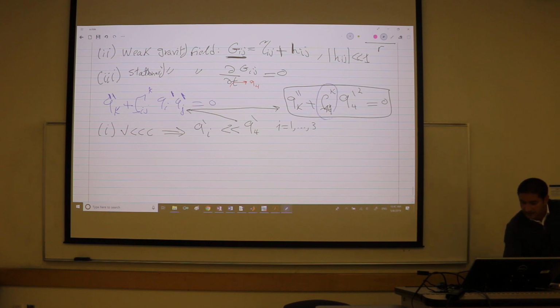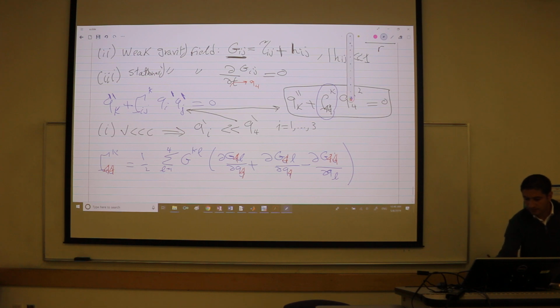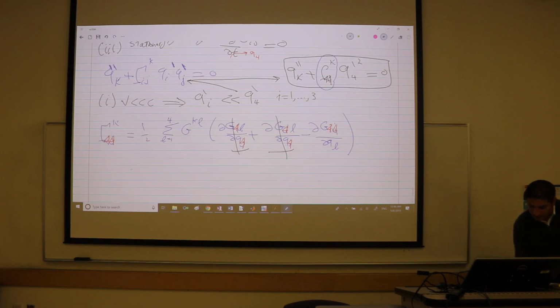Okay, I need to get the gamma 4kk. So gamma ijk, we know that it's 1 half summation, 1 to 4, of g inverse il times partial g jl over partial qk, plus partial g kl over partial qj, minus partial g jk over partial ql. And now I just need the 4, right? So i and j are 4. Now what do you think about this guy and that guy? They are zeros because there is no change of time. So this is indeed negative 1 half summation l from 1 to 3, because the Q4 derivative goes away, of g inverse jkl, partial g4k over partial ql.